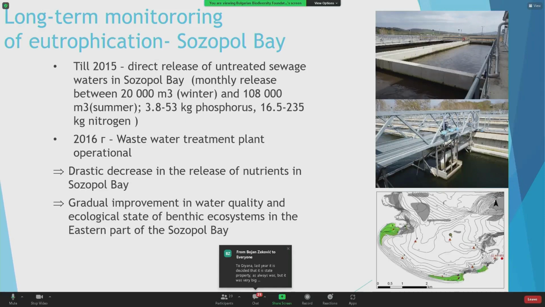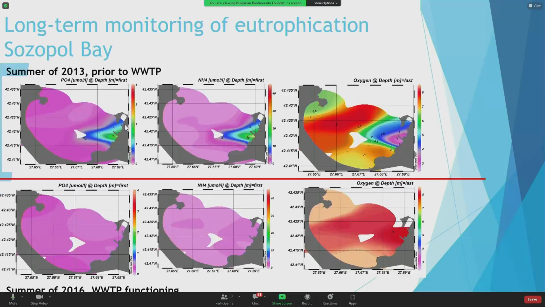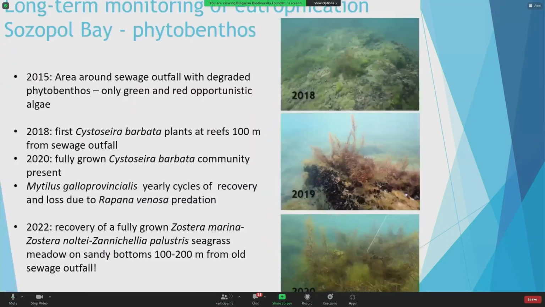In 2016, a wastewater treatment plant was constructed, which basically stopped this pollution of the waters in the Sozopol Bay and in the area. And this has resulted in a gradual improvement in water quality and also in the state of the coastal ecosystems there. This is just maps showing you the different properties of the water, but we'll not go into details, but basically the pollution stopped and it really changed the ecosystem there.